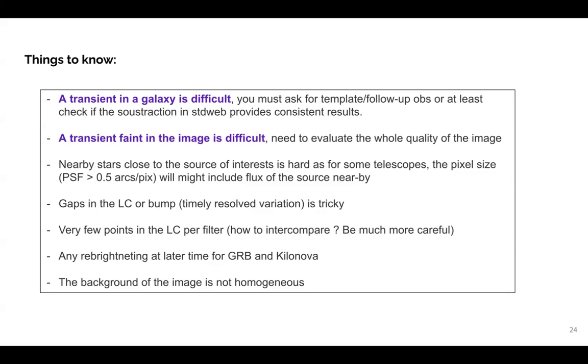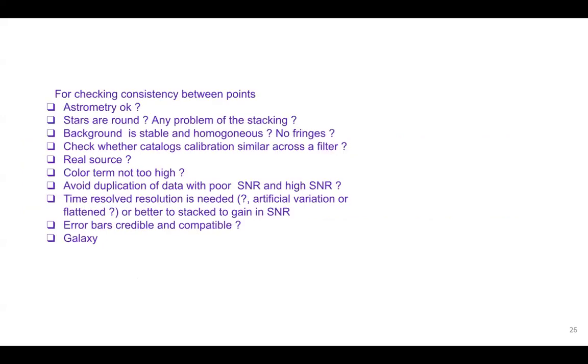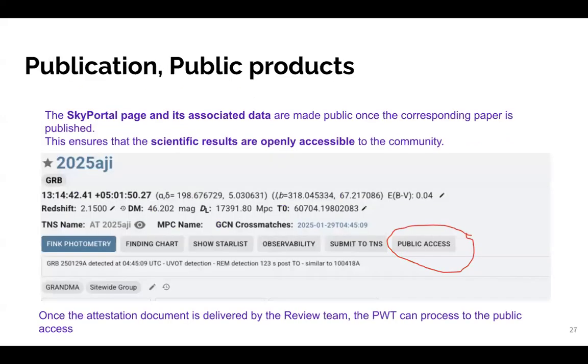Gaps in the light curve, very few points for one of the filters. How would you compare them? And how would you check the consistency? These are just points that make it harder in some cases, and we've actually faced almost every single one of these points for this GRB. And these are just a few points kind of repeating what I mentioned. This is more for people who want to refer back to the slides.